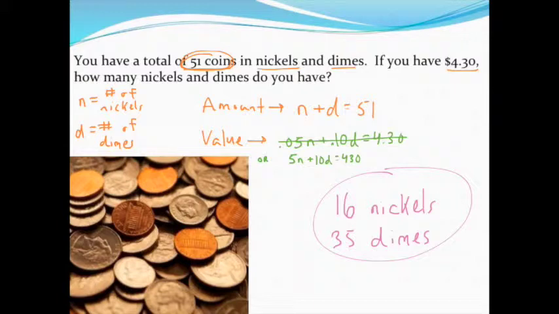So there you go. After I solved it, I came up with 16 nickels and 35 dimes. It's easy enough to check. I can see that I have 51 coins altogether if that's the case, and I could do a little math to make sure that that does add up to $4.30. If you didn't get that solution, then double check your work or come in and ask me a question.